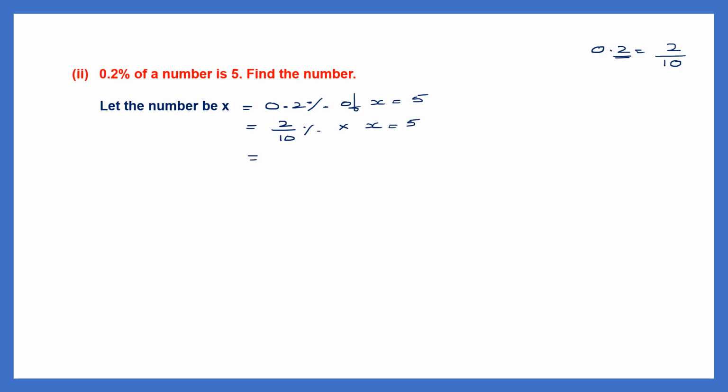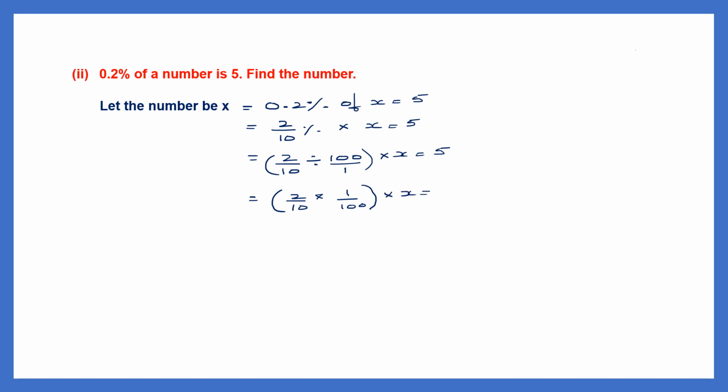Now 2/10% means 2/10 by 100. That means divided by 100. So we'll put division this way. So division by 100, that is 100/1. We'll put this within brackets into x is equal to 5. So now this will be 2/10, division changes to multiplication, 100/1 becomes 1/100, the reciprocal. Close brackets, into x is equal to 5.